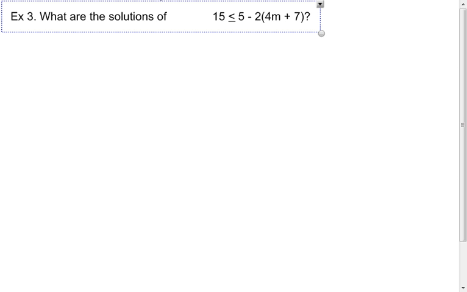So example 3, what are the solutions of this problem? The first thing you notice is that there is distributive property. So I'm going to have to distribute first. Negative 2 times 4 is negative 8m. Negative 2 times 7 is negative 14. So I use the distributive property. Now, the next thing on my list, like terms. Do I have any like terms? Yep, the 5 and minus 14, those are like terms. So I'm going to combine those. 5 minus 14 is negative 9.